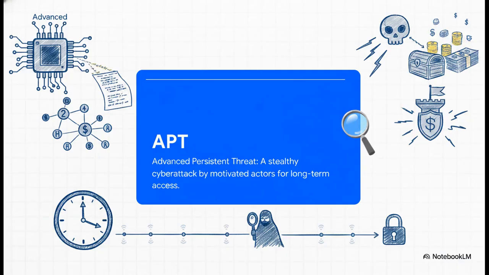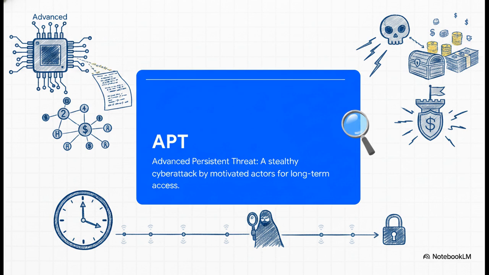So let's break this acronym down to really understand what we're up against. Every single word in advanced persistent threat tells you exactly who the adversary is. Advanced? Well, that means they have incredibly high technical expertise. They aren't just buying cheap, off-the-shelf malware. They're developing custom tools or exploiting zero-day vulnerabilities.